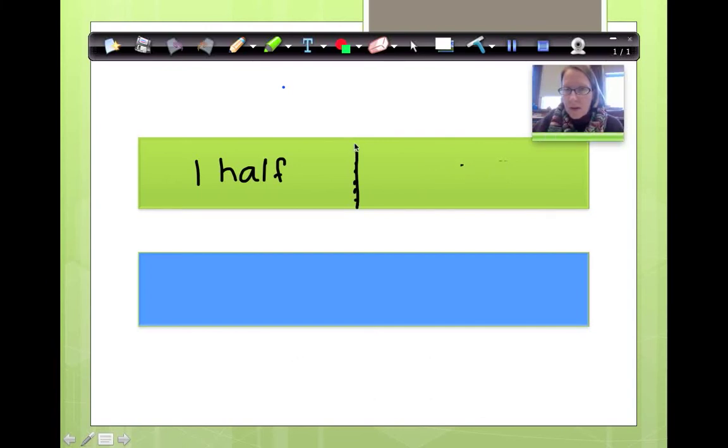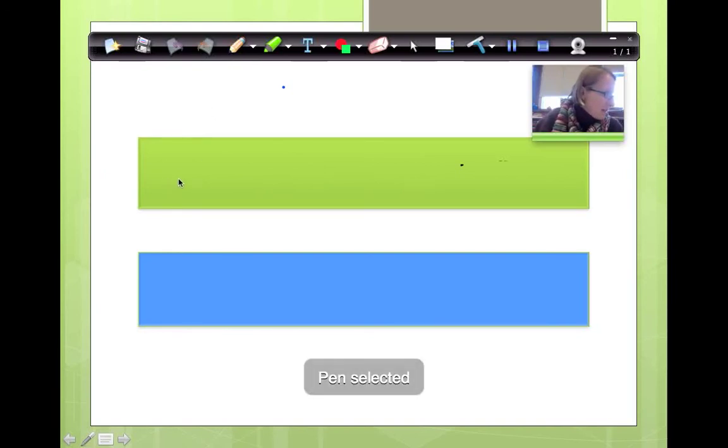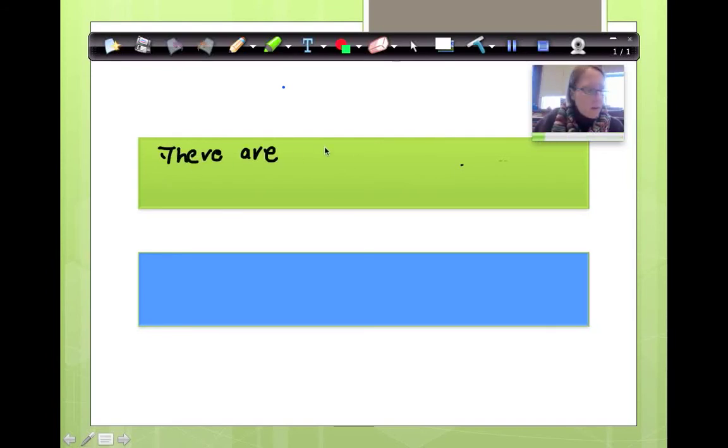You're not going to have any lines on it. This is the back side of that 1/2 paper. I want you to write this. There are 2 equal parts in all. Okay? I want you to write that in the back of that paper.